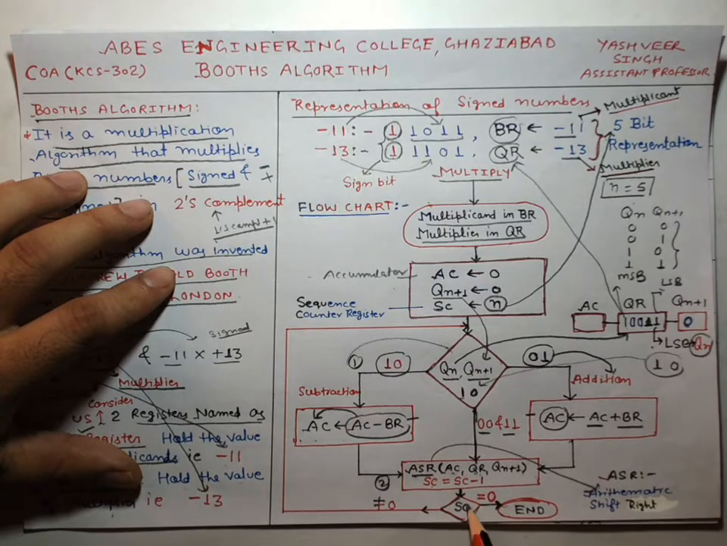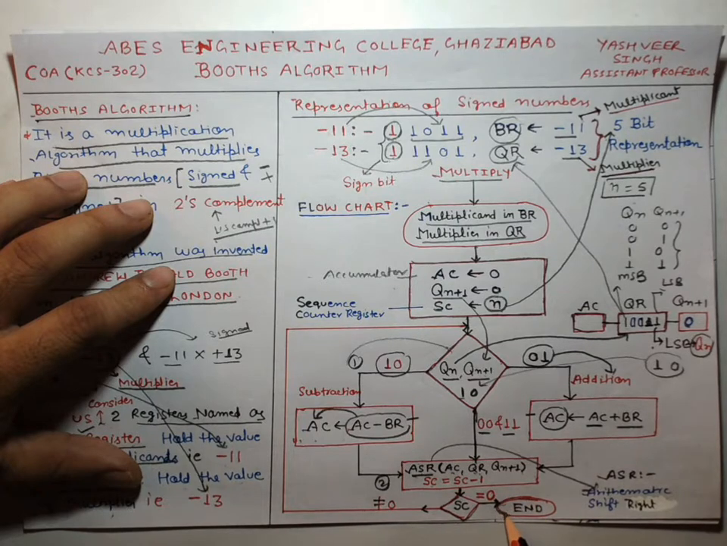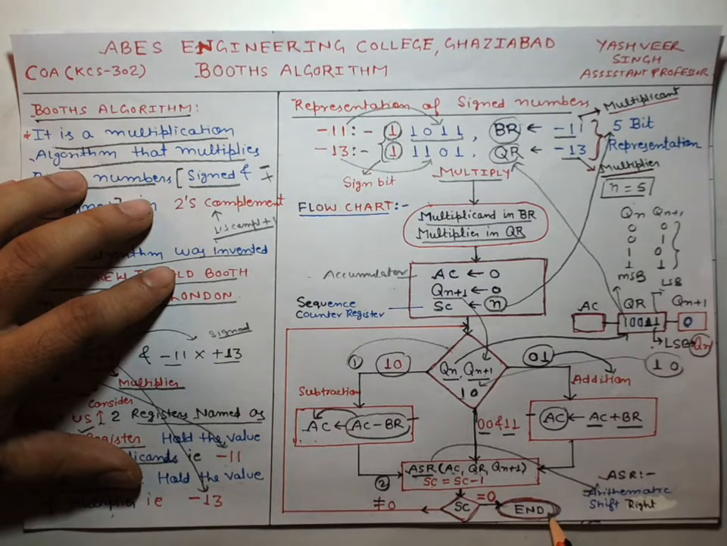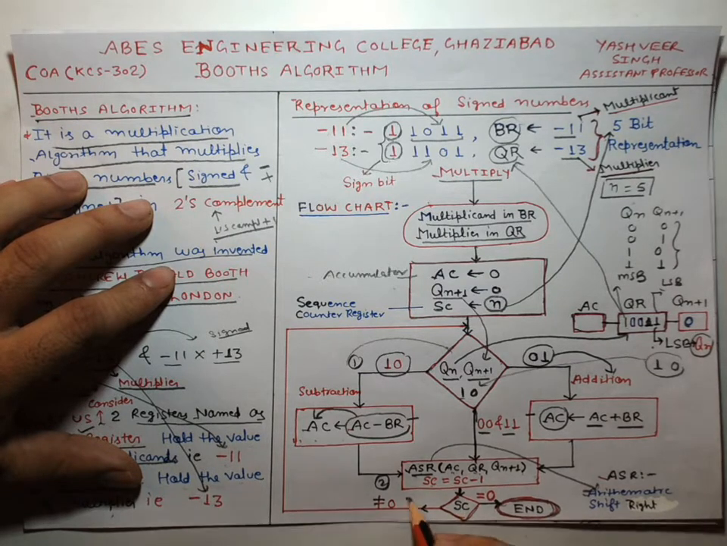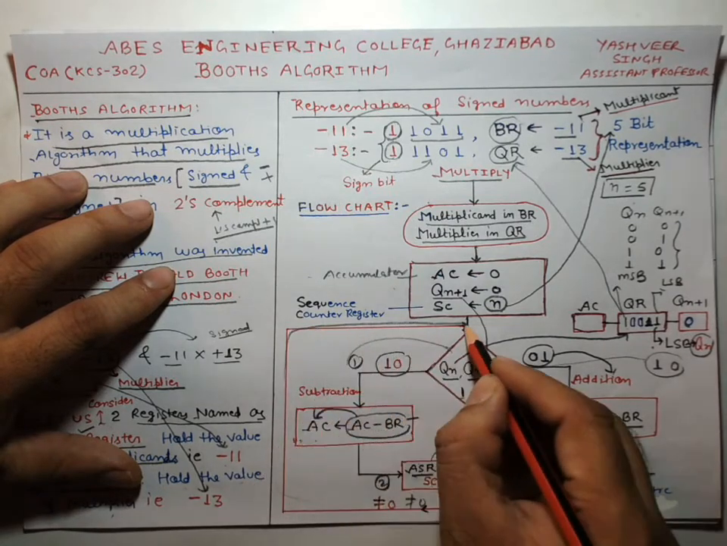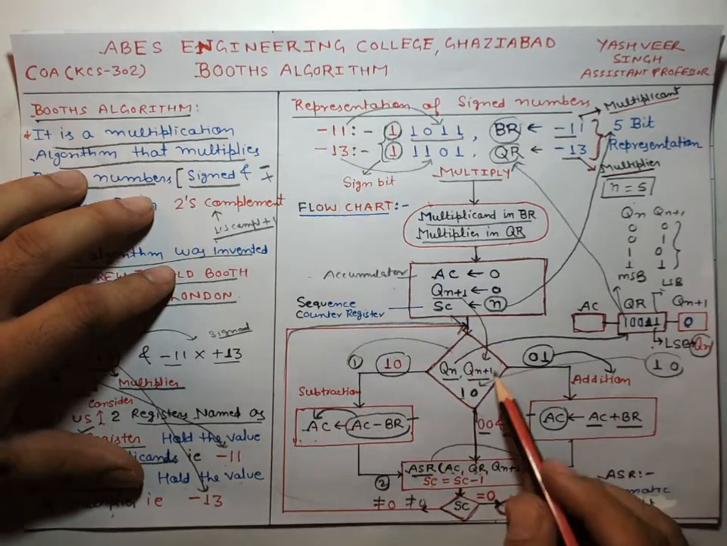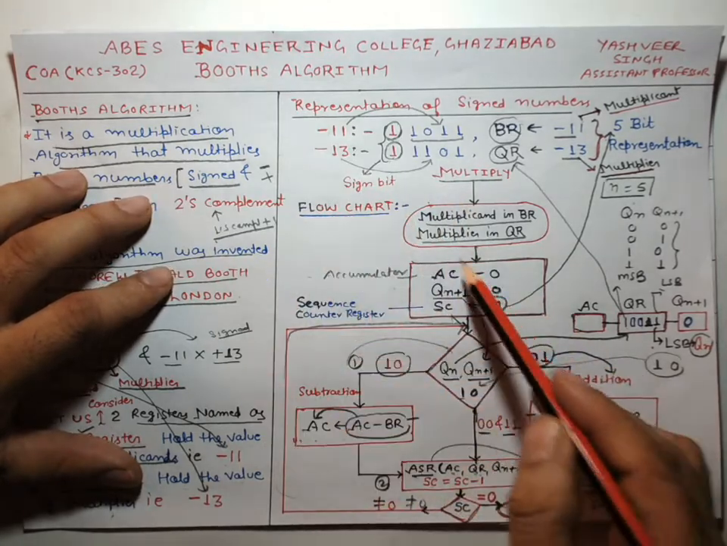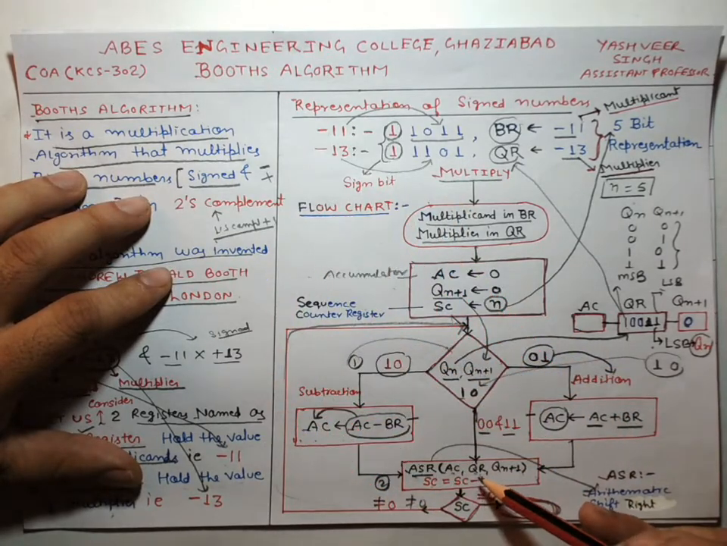After that, the next decision box is the sequence counter. If the value of the sequence counter is 0, then we will find the final output and end the process. If the value of the sequence counter does not equal 0, then we will go again to this step. This is about the flow chart of the Booth algorithm.